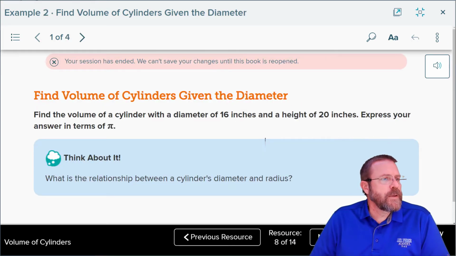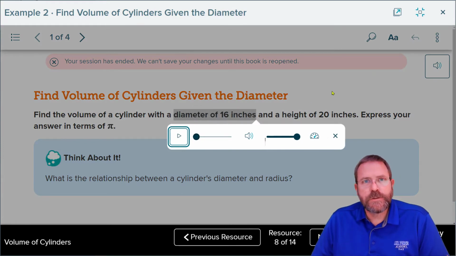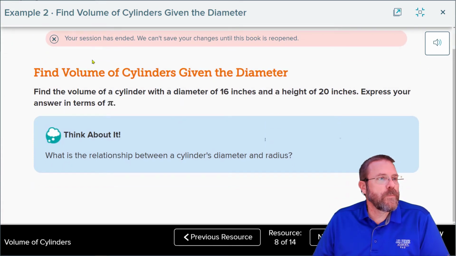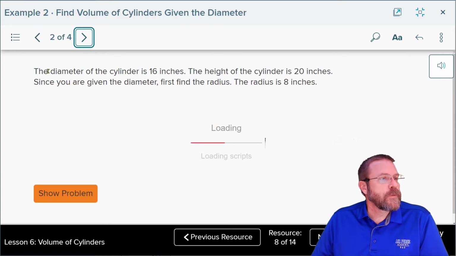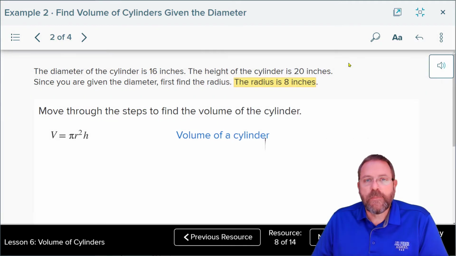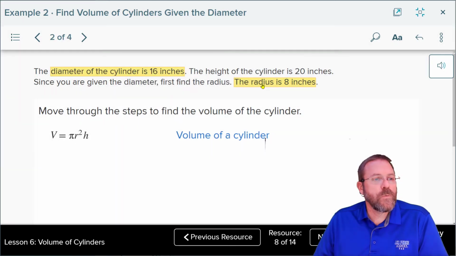Example 2 says find the volume of a cylinder with a diameter of 16 inches. You see that right there? A diameter of 16 inches. That changes things just a tiny amount, and a height of 20 inches. Express your answer in terms of pi. To do that, they acknowledge that the diameter of the cylinder is 16 inches, the height is 20, and right here that means the radius is going to be 8 inches. That's important. The radius is half the diameter, which is 8 inches.